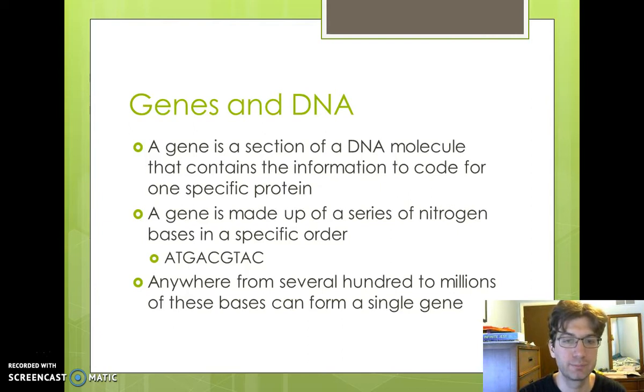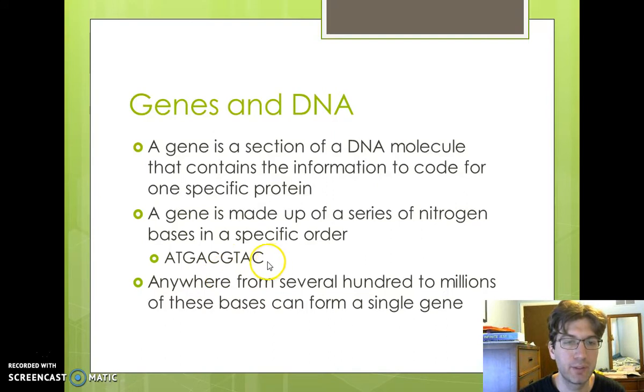This could be a few strands of DNA, or it could be millions of these bases for a single gene. It depends, but a gene is made up of a series of these nitrogen bases in a specific order. So for example, if I have my nitrogen base order right here: adenine, thymine, guanine, adenine, cytosine, guanine, thymine, adenine, cytosine, you'll see on the opposite side of the DNA we'd have thymine, adenine, cytosine, thymine, guanine, cytosine, adenine, thymine, guanine. Because of the way they pair up, that would be considered our specific gene.